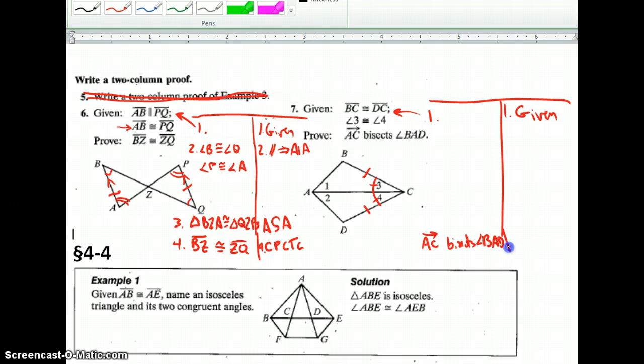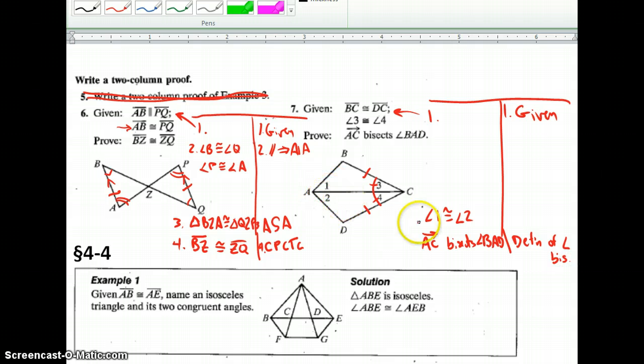Bisects a bad angle. Okay. Angle BAD. Well, that's basically like having to prove that angle 1 is congruent to angle 2, because that would be the definition of... I'm not leaving myself much space to put the numbers in. Definition of angle bisector would say that, yeah, that's true.